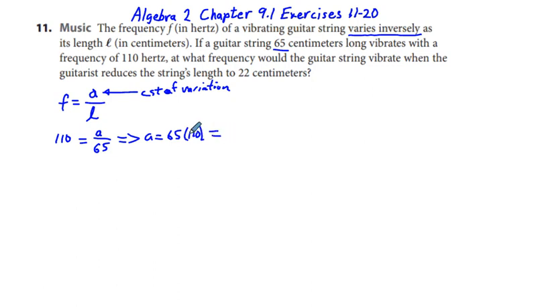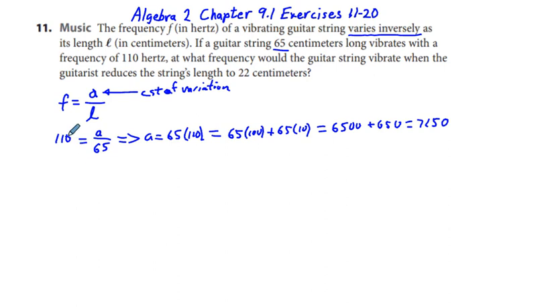And I'm going to take a few liberties here. That could be a pretty large number. So 65 times 110, just to avoid using calculators, could be 65 times 100 plus 65 times 10, which is going to be 6,500 plus 650. And that's going to be 7,150. So that's going to be our constant of variation that we're going to work with.